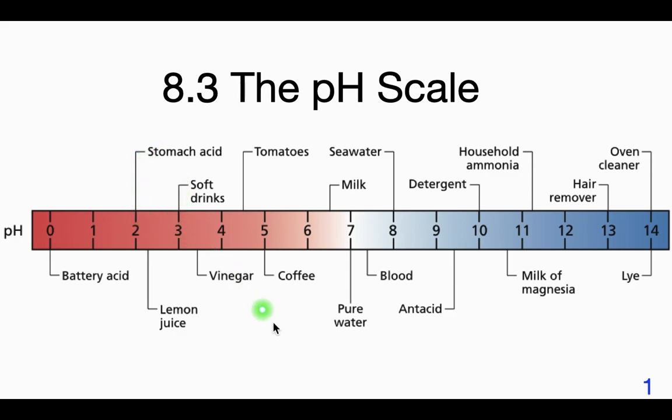Soft drinks, pH 3. Coffee, pH 5. Most of the foods that we eat are going to be acidic or slightly acidic. Very few foods, in fact, are basic, and basic is above 7. Pure water's also exactly 7. Detergent, seawater, hair remover, oven cleaner, those are all very, very basic. Another item that should be over here that's around pH 11 is bleach. Bleach is very basic.